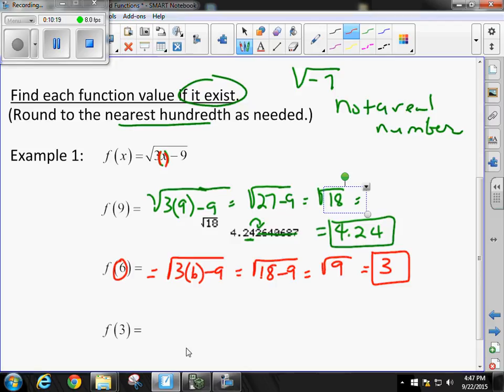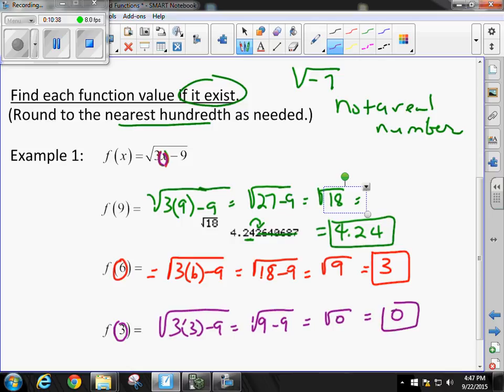And then I'm going to do f of 3. So this time I'm going to put in a 3 where the x is. So I have the square root of 3 times 3 minus 9, which would be the square root of 9 minus 9, which would be the square root of 0, which would be 0. So this one turns out to be 0.